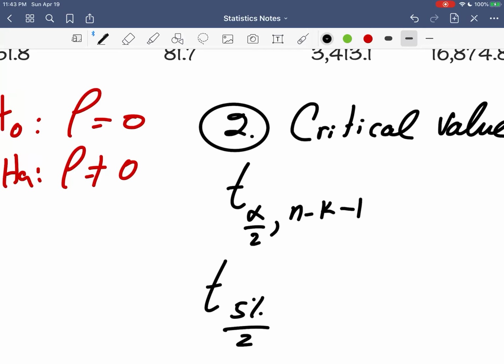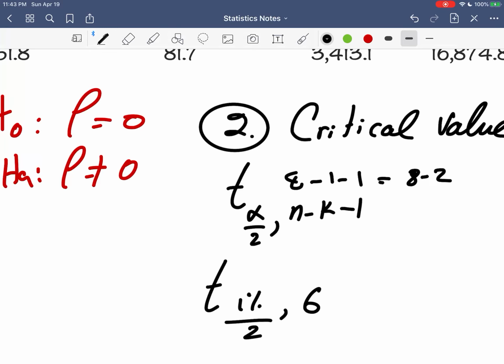You know what? Let's be a little bit more interesting. Let's use 1%. And the degrees of freedom are going to be 6 because this is going to be 8 minus 1, which is equal to 8 minus 2, and minus 2 degrees of freedom.